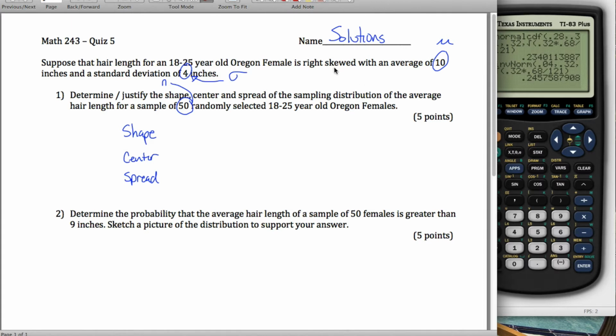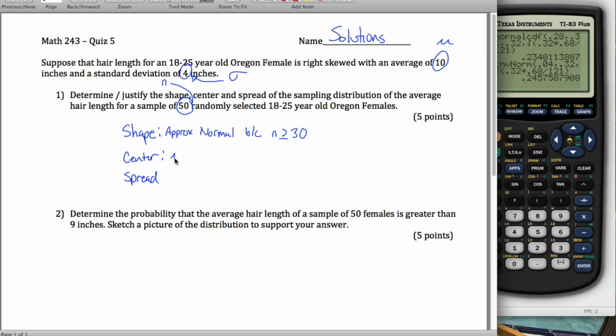You look at this and you're like, right skewed must be the shape. It's not. That's the shape of the parent distribution. For the sampling distribution, the shape is approximately normal. Why is that true? It's because my value of n, 50 in this case, is greater than or equal to 30. The central limit theorem tells me that if n is large enough, regardless of the shape of the parent distribution, the shape becomes approximately normal.